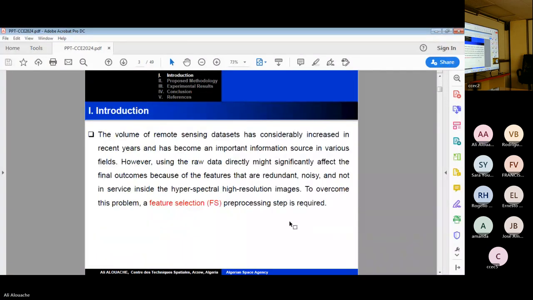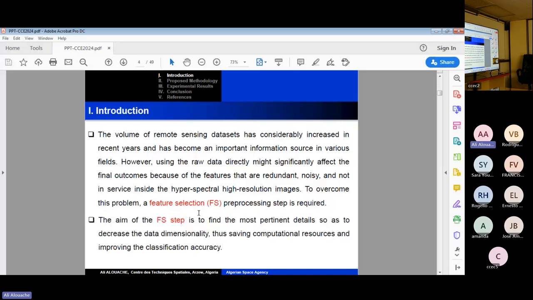One, introduction. The volume of remote sensing datasets has considerably increased in recent years and has become an important information source in various fields. However, using the raw data directly may significantly affect the final outcomes because of features that are redundant, noisy, and not useful inside the hyperspectral and high-resolution images. To overcome this problem, a feature selection pre-processing step is required. The aim of the feature selection step is to find the most pertinent details so as to decrease the data dimensionality, thus saving computational resources and improving the classification accuracy.